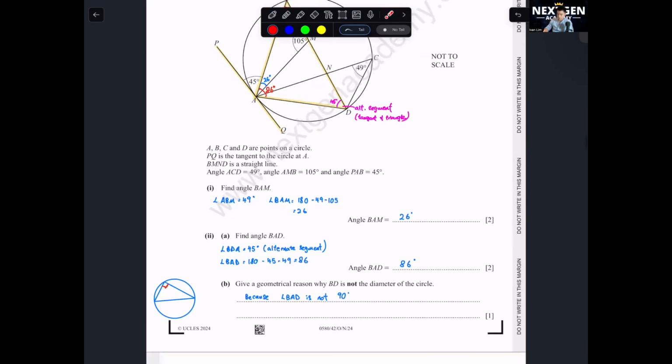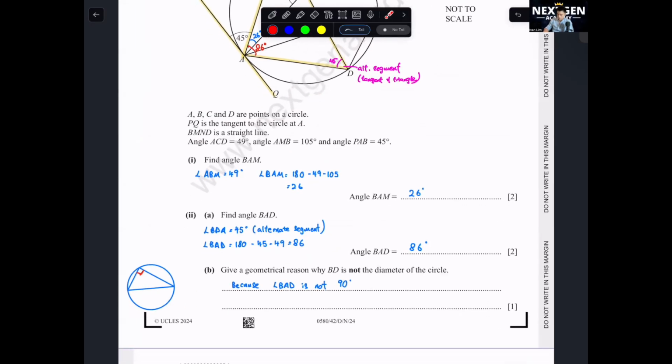Can you write angle in a semicircle? Can also. Okay, so I think the other way that you can use also is, or if you want a more complete, because angle BAD is not 90 degrees, okay, then you can say lah, or angle in a semicircle, okay, this is a reason, is equals 90 degrees. Yeah, you can write this down.